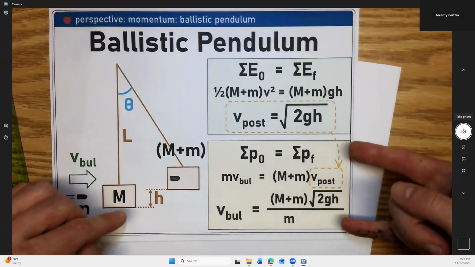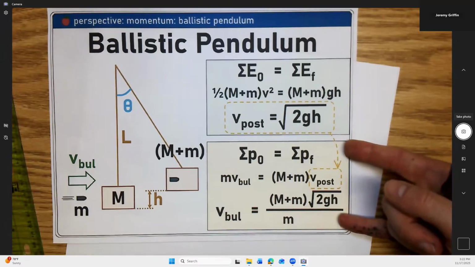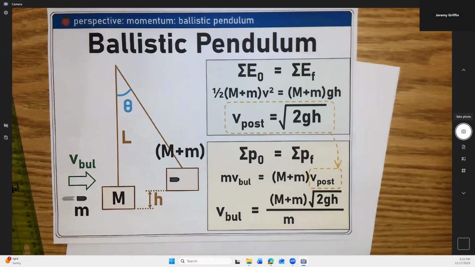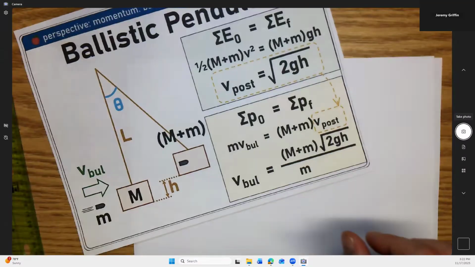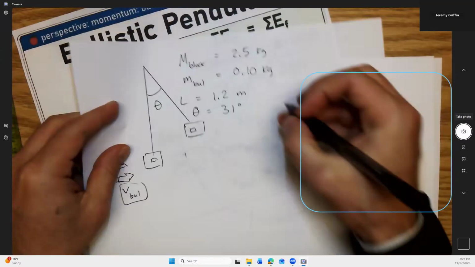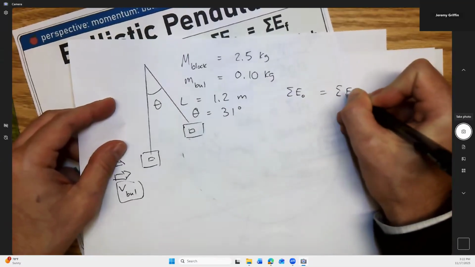After that, we're going to step back in time and ask, the bullet colliding with the block, how fast does the bullet have to be going so that that can happen? Okay. So solve the energy first. Sum of energy initial equals sum of energy final.